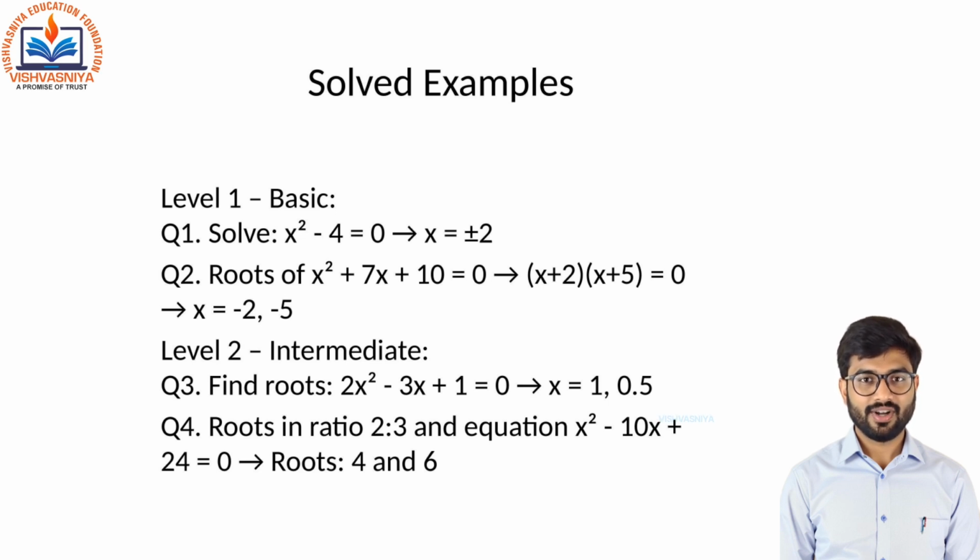Question 4. Solve x squared minus 10x plus 24 equals 0. Here, the roots are in the ratio 2:3. That means the roots are 4 and 6. Final answer, x is equal to 4, 6.